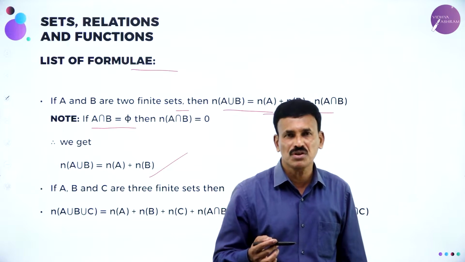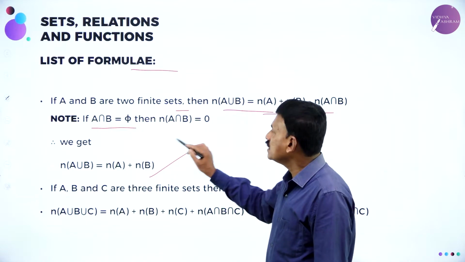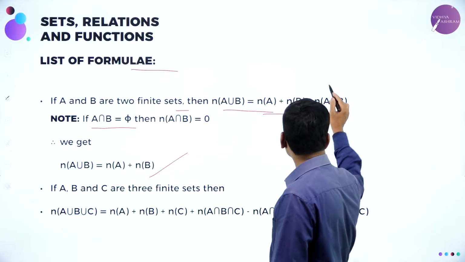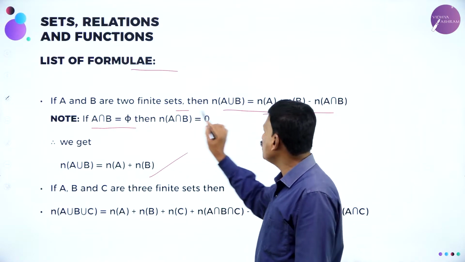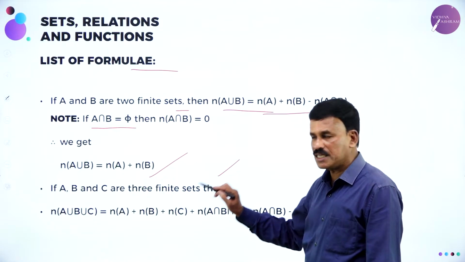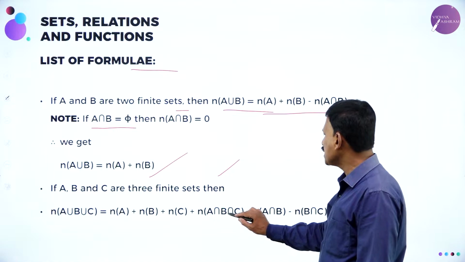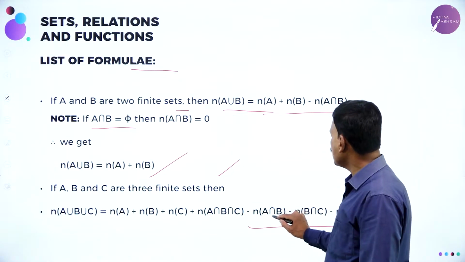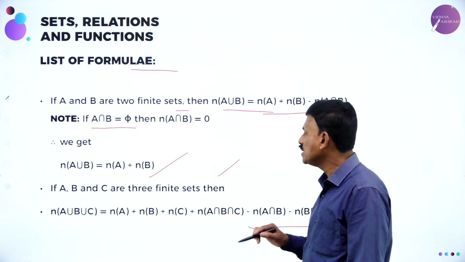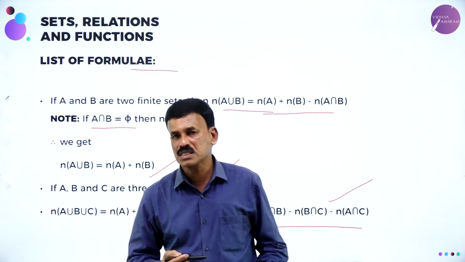If A and B are any two disjoint sets, that means A intersection B is equal to a null set, then the number of elements in A intersection B is 0. If this becomes 0, then N of A union B is equal to N of A plus N of B. Similarly, if A, B, C are any three finite sets, then N of A union B union C is equal to N of A plus N of B plus N of C plus N of A intersection B intersection C minus N of A intersection B minus N of B intersection C minus N of A intersection C. So these are the few formulas which we are going to use to solve the problems on applications of sets.